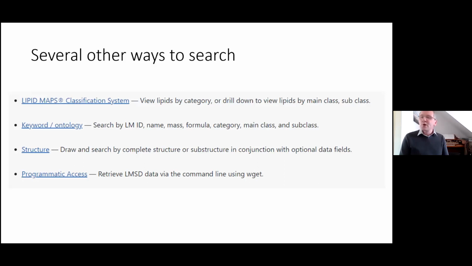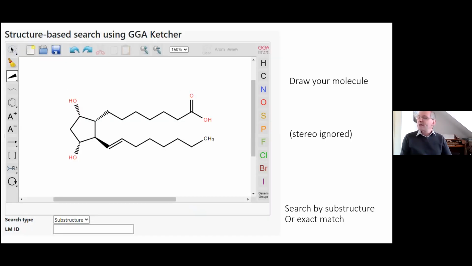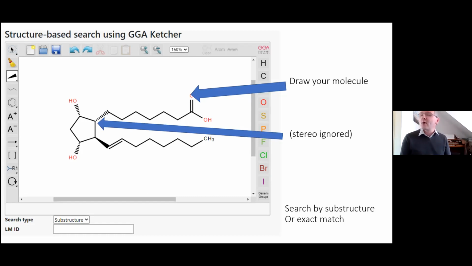The third way you can search is actually you can draw the structure. So click on the link there and it takes you to an interface where you can sketch a molecule. So the first thing you need to do is draw the molecule. I've drawn this with various chiral centers present. Actually, it's worth pointing out that the search ignores those stereo centers. So it will find lipids with a carbon single bond there, irrespective of the chirality.